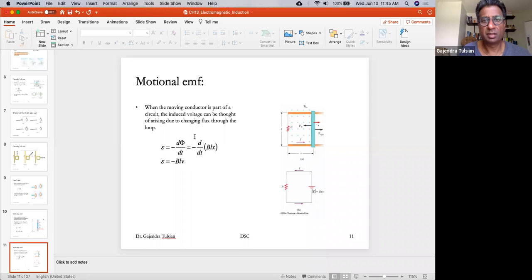This slide shows the motional EMF as a consequence of Faraday's law. The EMF is the time rate of change of flux, and as the area is increasing, the flux through this loop is changing. So dΦ/dt is d/dt of the magnetic field times the length of the rod times x, which is the area of the loop, and it's x that is changing. So dx/dt is the velocity.